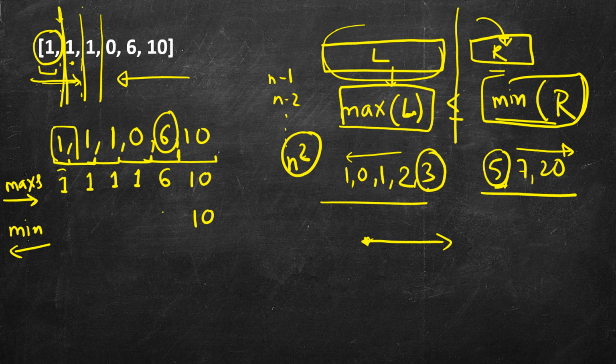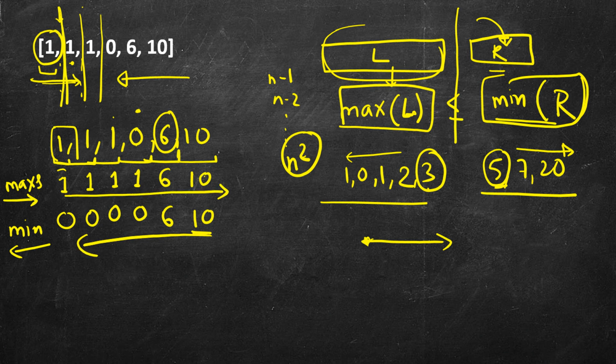Till here, minimum is minimum of current element and the next element, 10 and 6. So minimum is 6. Now we come here. Minimum of 0 and 6 is 0. Minimum of 0 and 1 is 0. Till here also 0, 0. So here we are coming in right to left and maximum left to right. Now we have all the ingredients. Now we are ready to solve it.